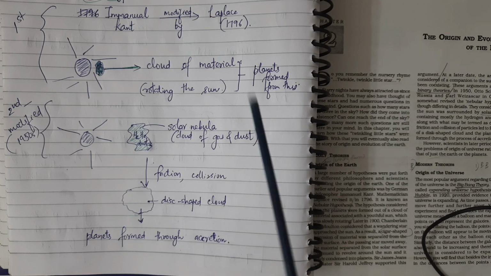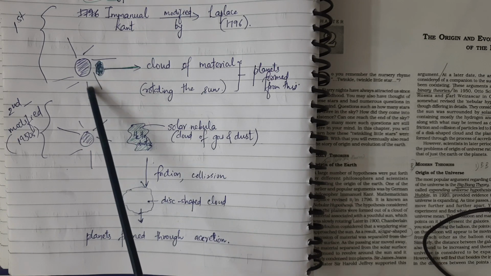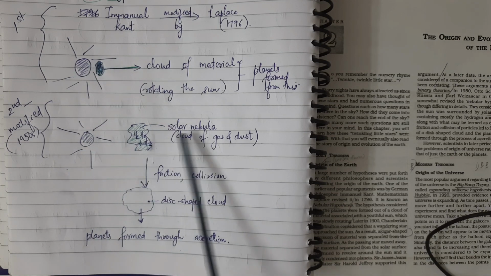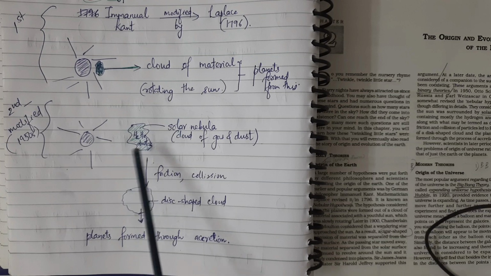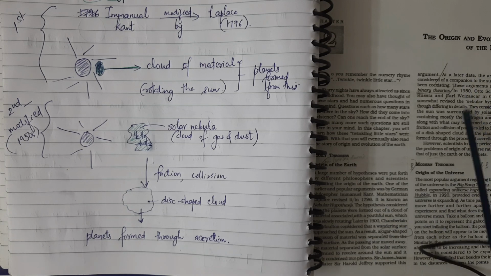There is not much difference between these two theories. The theory is the same. It is about a nebula, a cloud of material. The modified version specifically talks about a solar nebula with hydrogen, helium and dust, which developed into a disk-shaped cloud, from which the planets were formed. So this is the second, modified nebula hypothesis, and this is what is told in the first paragraph.